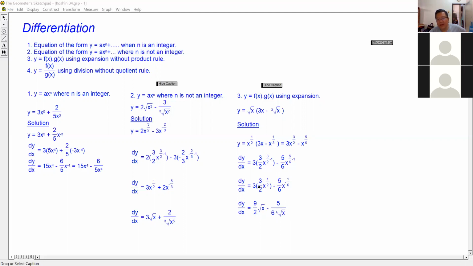So you multiply the numbers together, 9/2. X to the power half is actually square root x. Now here we have 5/6. So the 5 you put at the top, the 6 you put at the bottom, right? 5 at the top, 6 at the bottom. So it is like this. Then x to the power 1/6 is the 6th root of x, because there's a negative. So this term I have to put at the bottom.